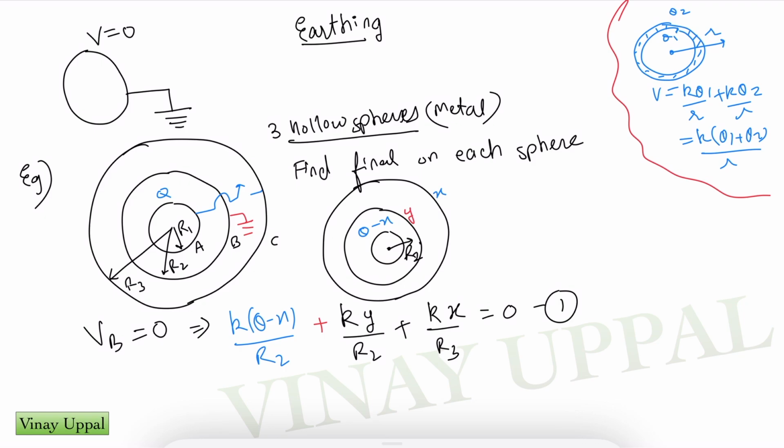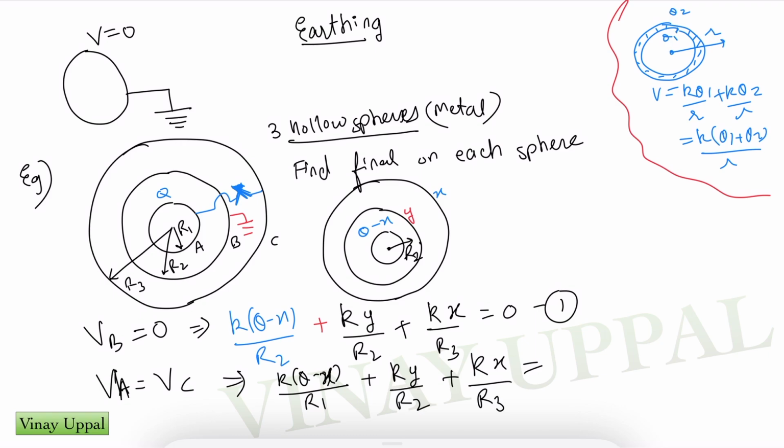And the next thing is that because we've connected sphere A and sphere C by a metal wire, their potential will become equal, because remember, a conductor is equipotential. So I can write potential of A should be equal to potential of C. Now what will be potential of A? Due to itself, it will be K(Q minus X) by the radius of A. Due to B, KY divided by R2, because A is in the interior of B. And due to C, once again A is in the interior of C, so K times charge of C, which is X, divided by R3. This is the potential of A.